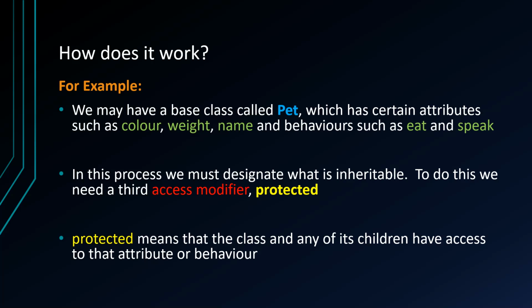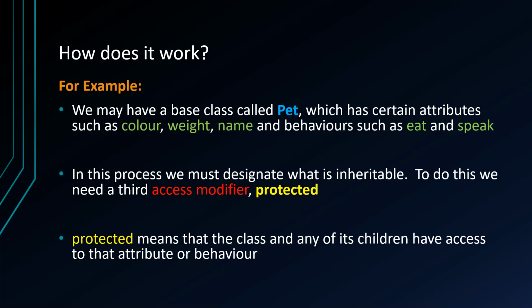Great. In this process, we're going to designate which ones are inheritable. To do this, we just need a third access modifier, protected. This is the word we're going to use to designate the fact that that attribute or behavior is inheritable. Protected access modifier, we'll get into that in a little bit more detail. Protected belongs to the same family as private and public. We'll come back to that in a minute though.